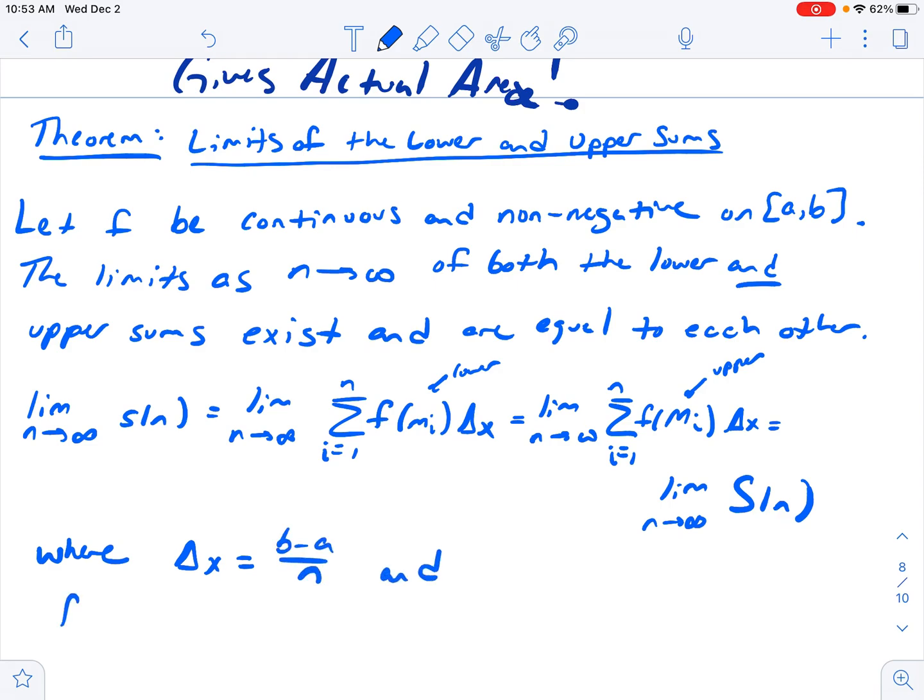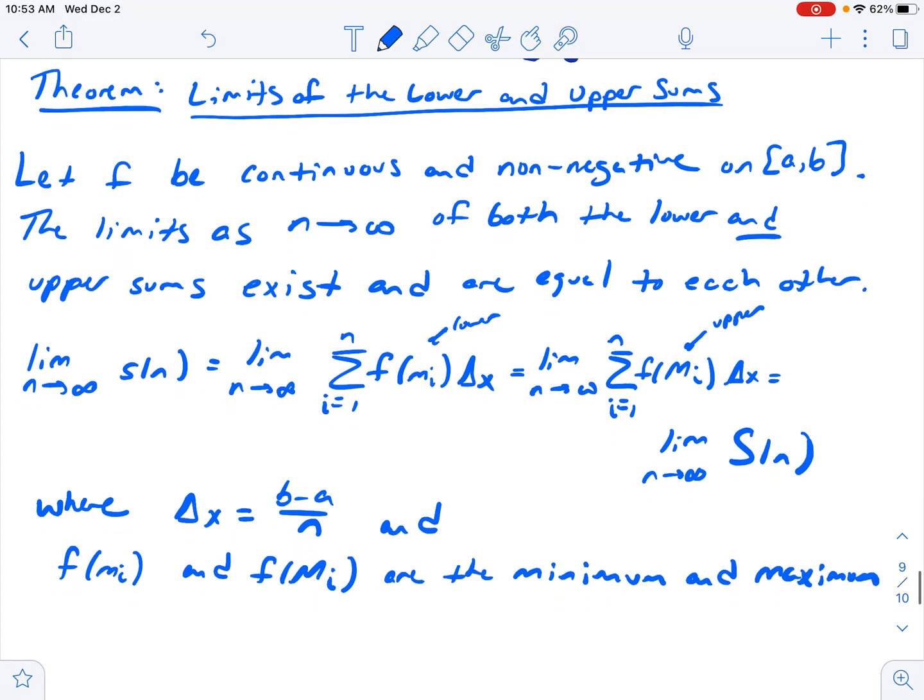Where delta x is equal to b minus a over n, and f of lowercase m sub i and f of capital M sub i are the minimum and maximum values of the function, right? They're giving us the lower or higher value on each sub-interval.